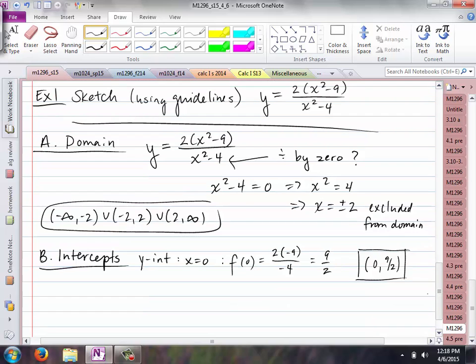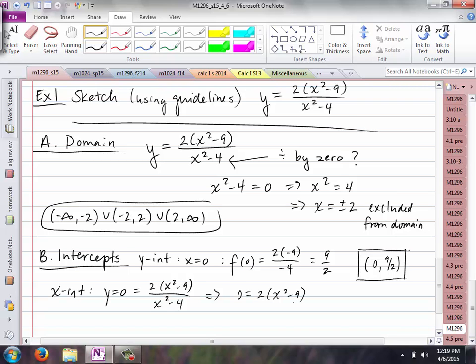So when do we have x-intercepts? When what equals 0? Y. So just set the function equal to 0, and sometimes this can be a little bit more work because we have to do a bit of algebra. Now because our goal is to find the x for which y equals 0, we can just multiply both sides by x squared minus 4 to get rid of it, because that's not going to contribute any solutions.